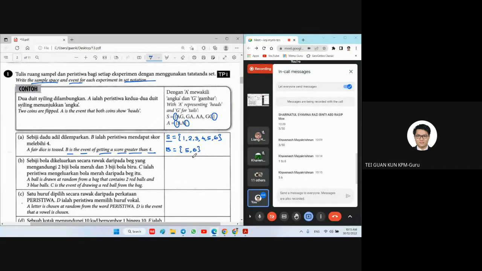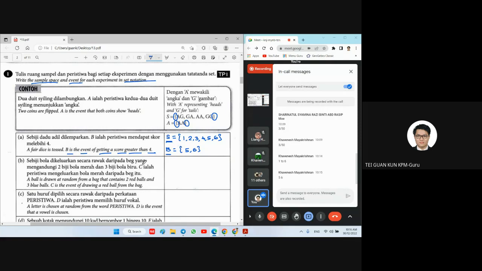Itu je lah. So, sample space is all the possible outcomes. B is the event. Yang kita nak lah. Perkara yang kita nak ataupun perkara yang disebut dalam soalan lah. Perkara yang disebut dalam soalan ialah dapat nombor yang lebih besar daripada 4. So, 5 dan 6 lah. So, itu je lah untuk kita tuliskan sample space and the event yang kita nak.